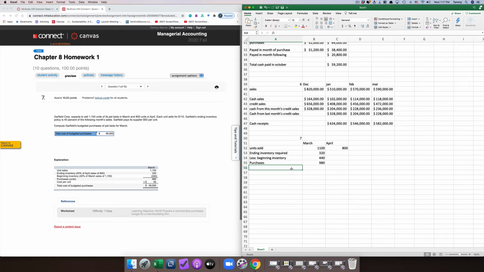And then our sale price, I'm sorry, not our sale price, our purchase price is $50 in my example. And so then our budgeted purchases is going to be 980 units times $50 per. 49,000, which you can see is right.